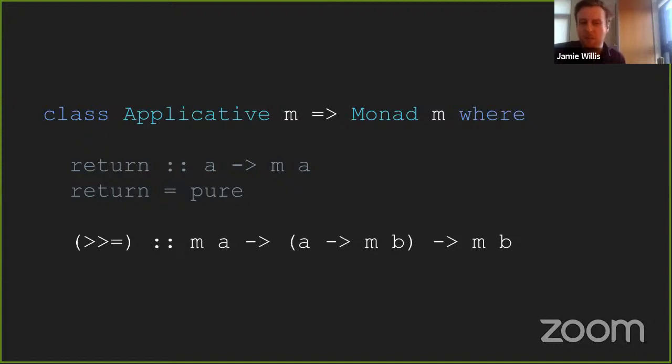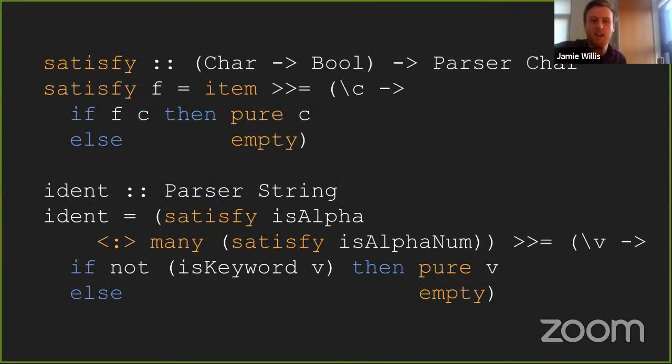But here's an example of how it might actually be used. I can flip the definition on its head, the one that we had earlier, where item is satisfy with const true. I can actually define satisfy in terms of item. The way this works is we run item and get any character back. We extract that result with bind, that's called c, and then we run the predicate f on c. And if it returns true, we will just return that result wholesale. We won't do anything else to it. Otherwise, we'll fail, which is exactly what satisfy was doing originally.